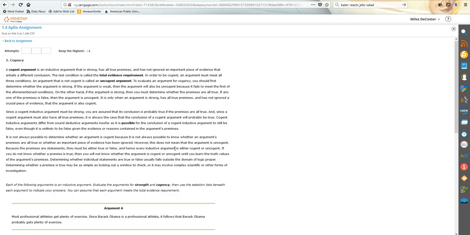So cogency is to soundness what strength was to validity. For deductive arguments, after I'd figured out whether it was valid, I would go back and say, are those premises actually true? If they are, it's sound. Same thing here. For inductive arguments, we test whether it's strong first. And then if the premises of that strong argument are actually true, it's cogent. If they're not actually true, it's uncogent. Or if the argument was weak in the first place, it's also uncogent.